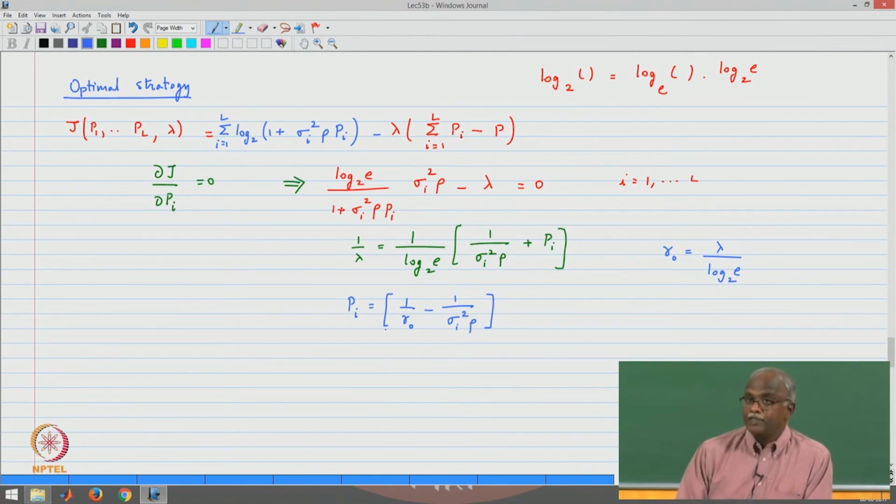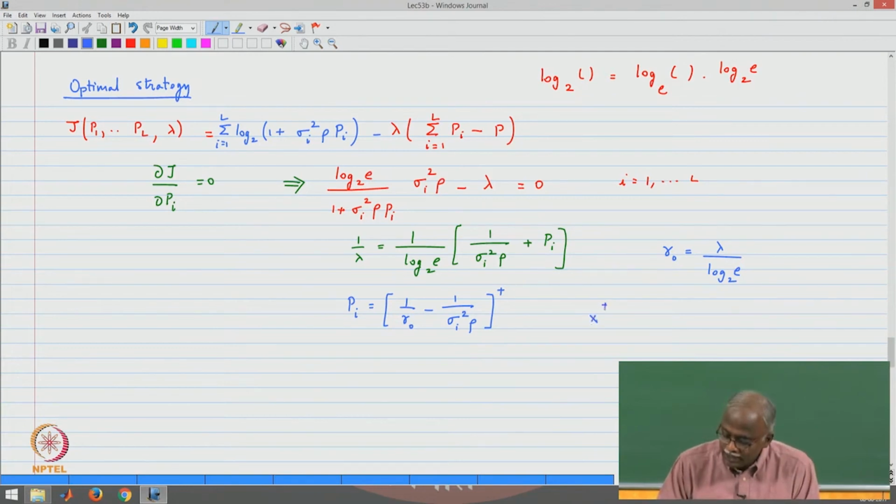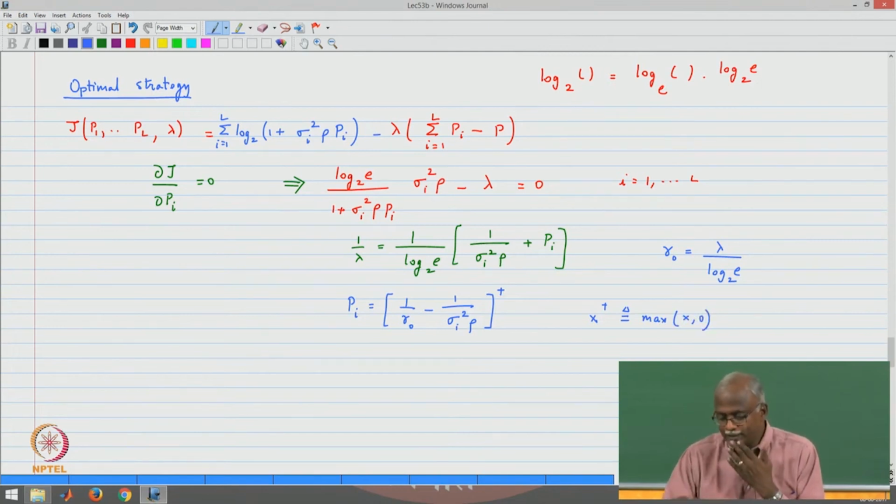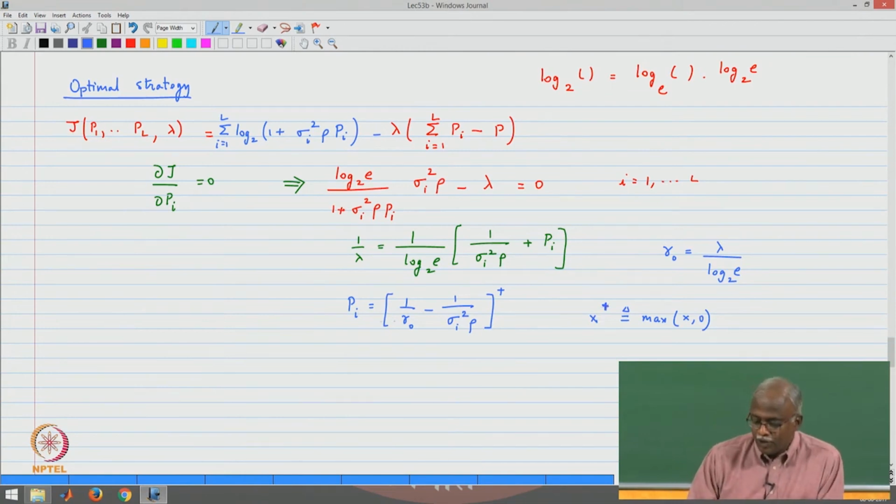And of course, since this is a power allocation problem, we would like to make sure that only positive powers are allocated, because the notation with the plus sign says that x plus is defined as the maximum of x comma 0. So, if it is negative, then you choose 0 as the threshold. So, this is the plus sign notation, because it is a power allocation problem. So, from the partial derivatives we get an expression for each of the PIs.